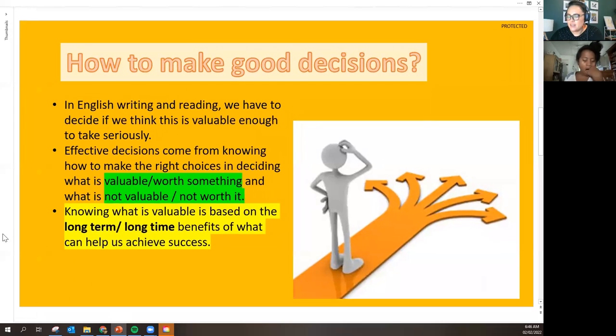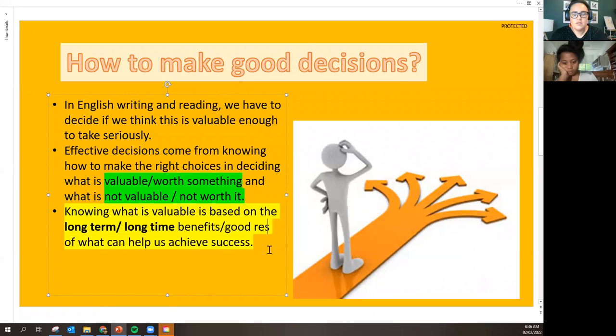Just pop that there. And benefits of what can help us achieve. So the benefits, like the good things that come out of it, the results. So another word for benefits is good results. So we can write that word out as well. So benefits equals good results as well. So you can write that out, of what can help us achieve success.